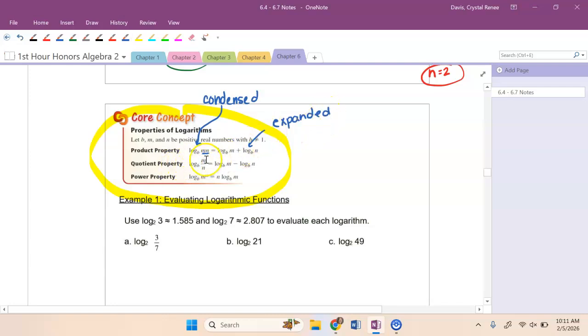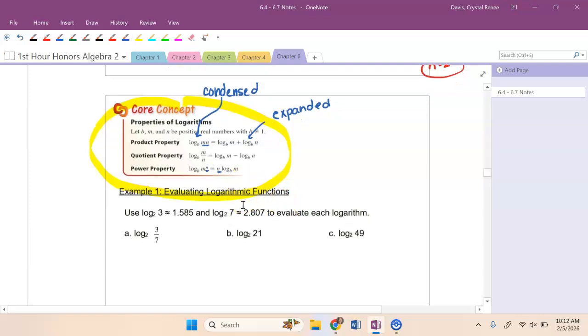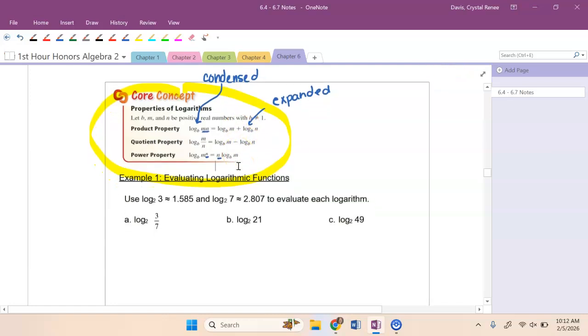Quotient property: anytime we're dividing logs or we have a fraction, we can simply break them apart and subtract them. And then if we're taking it to a power, notice that the power can now become an exponent. These are very, very important depending on what you're trying to do. Sometimes we want just one big one. Sometimes we want several smaller components. You'll do this a lot when you get into pre-calc and calc, because how we write it determines how much work we have to do.